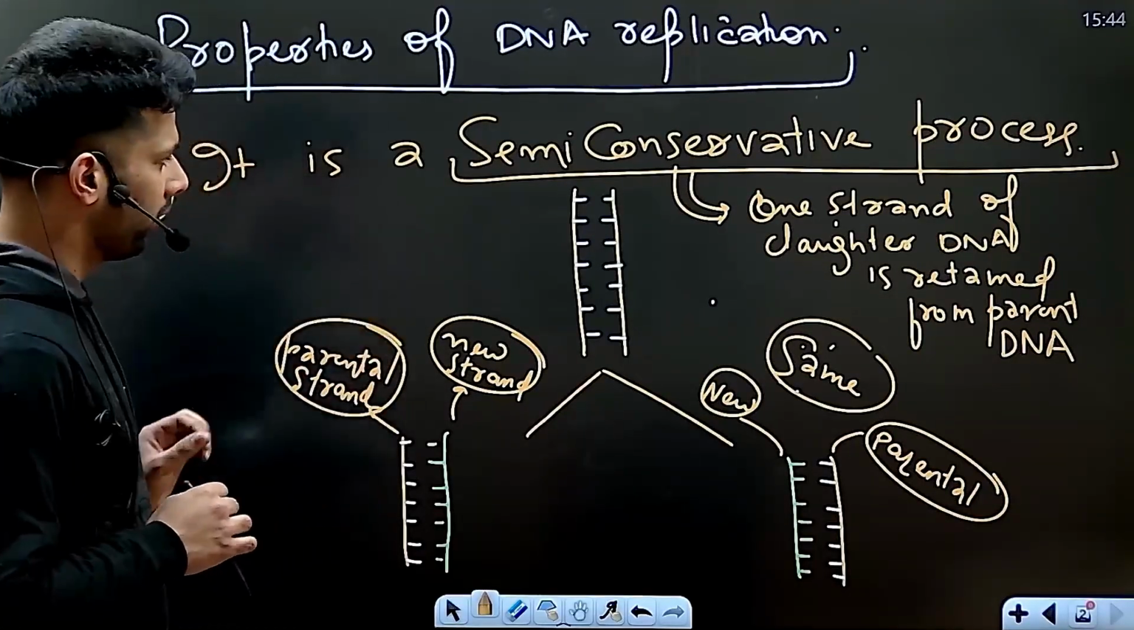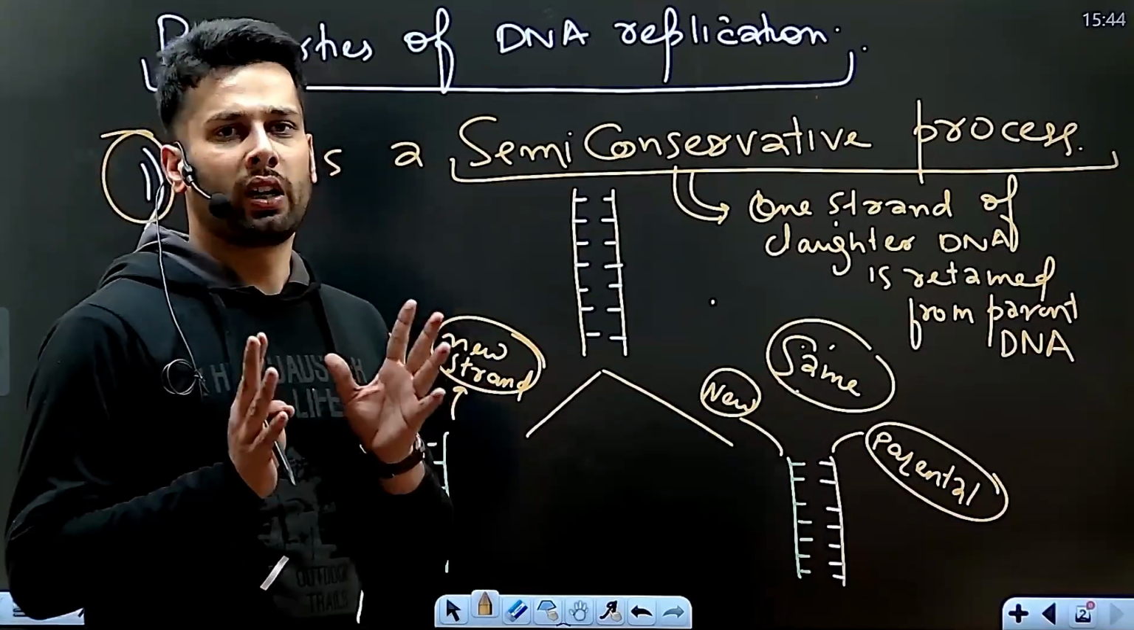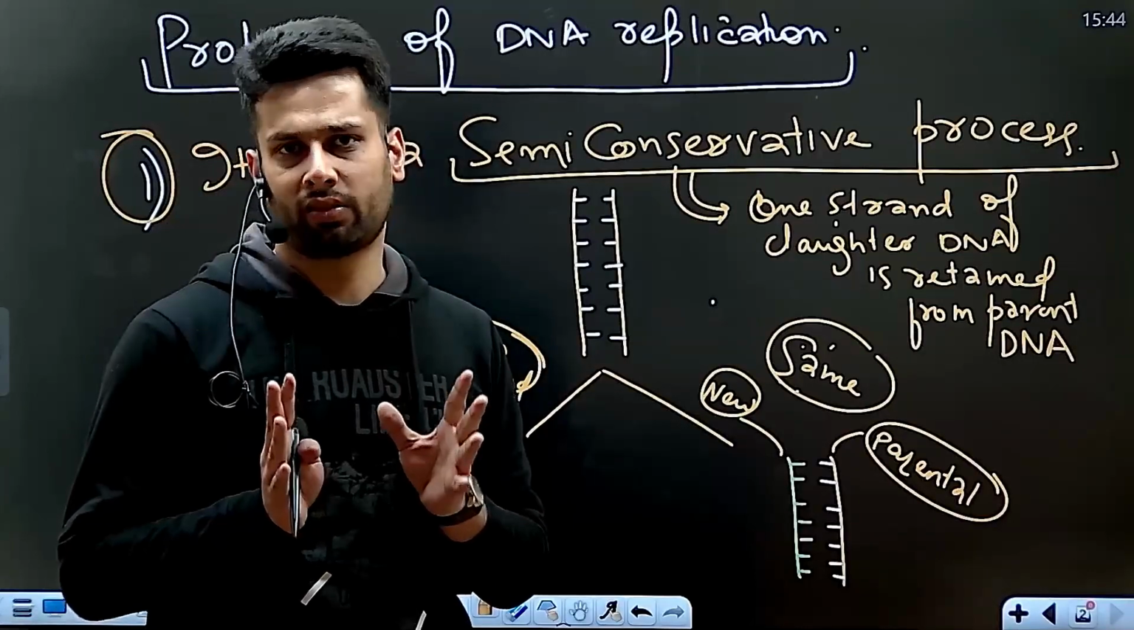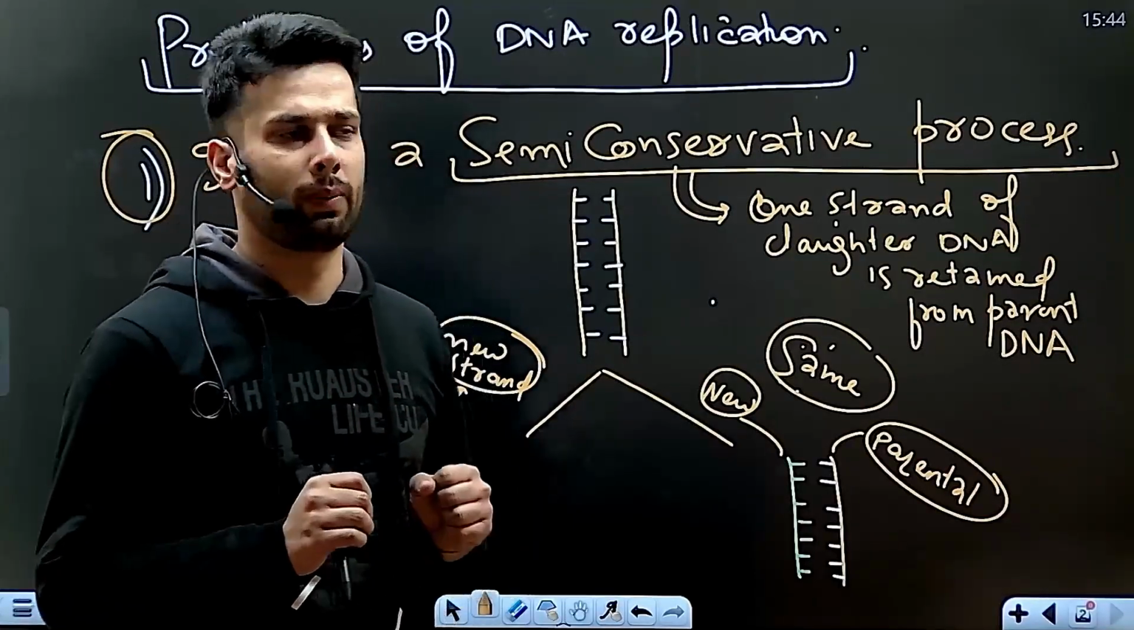So the first property we understood very well: it is semi-conservative, which means that in the daughter DNA half the strand, one strand, will be from the parental DNA and only one will be synthesized afresh.